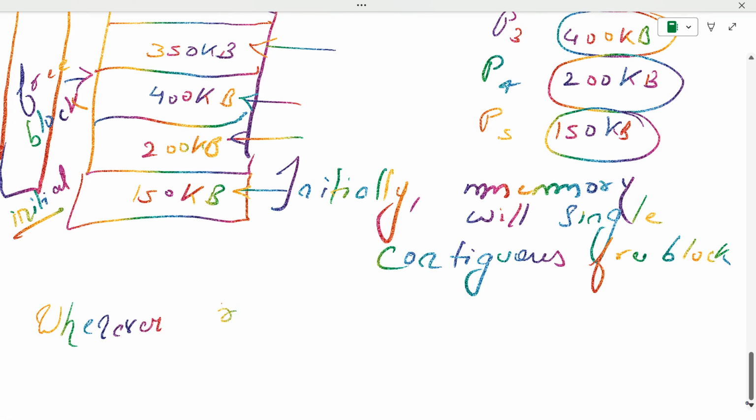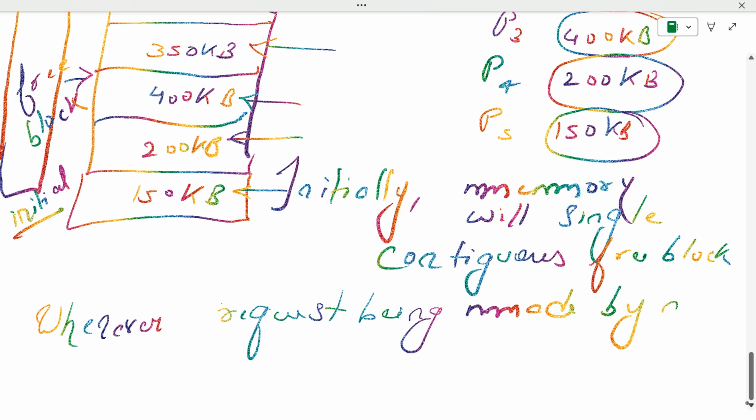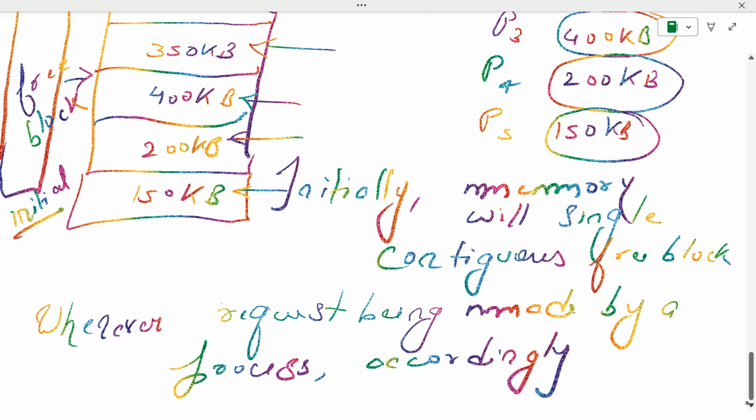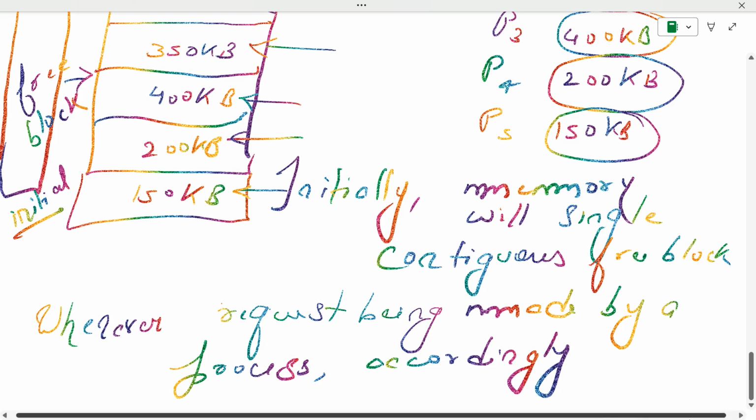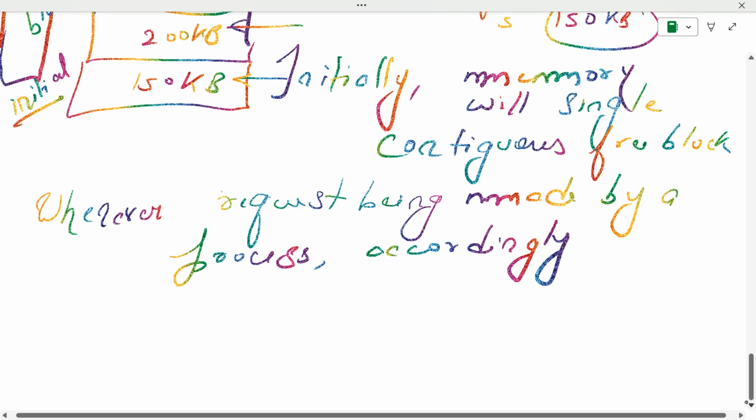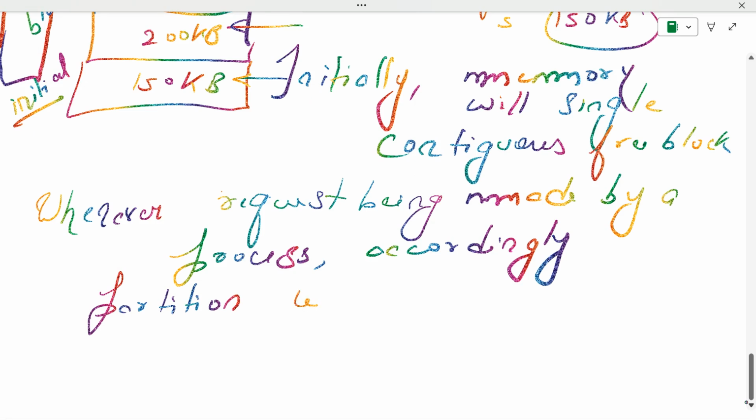The next statement is: whenever a request is made by a process, accordingly the continuous chunk of free block gets divided or partitioned. Partitions will be made accordingly.